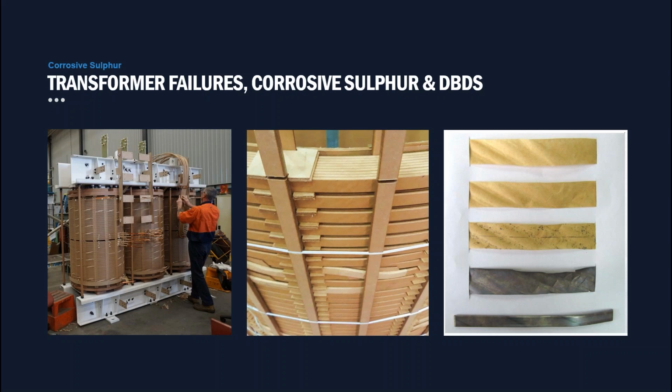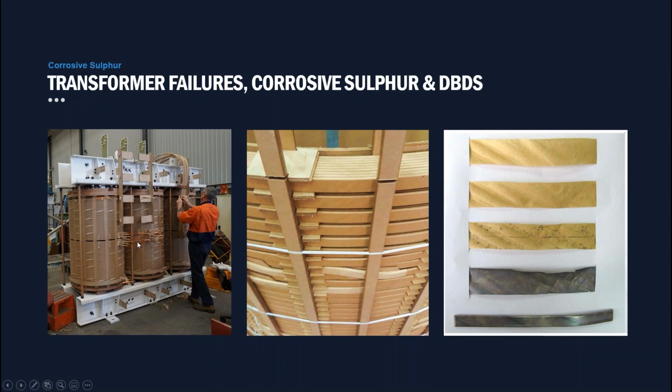So copper sulfide can simultaneously form on the surface of the copper windings and also on the paper insulation. And it can also form independently on either. And the photo on the right is from a failed transformer. So it's not one of our transformers. We can see the copper conductor is tarnished with corrosive sulfide deposits.